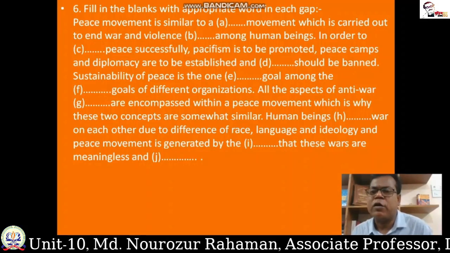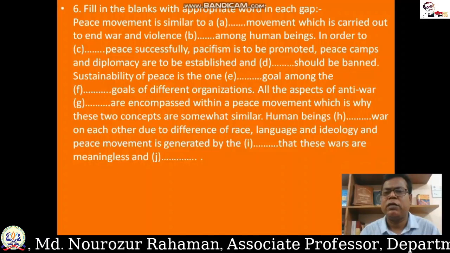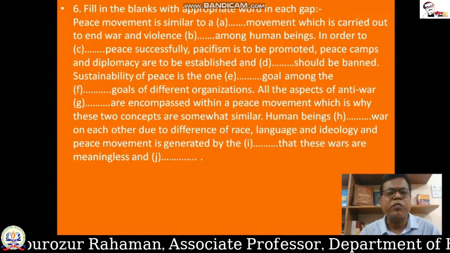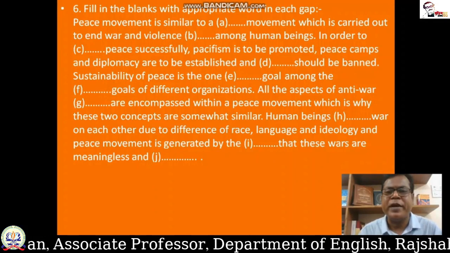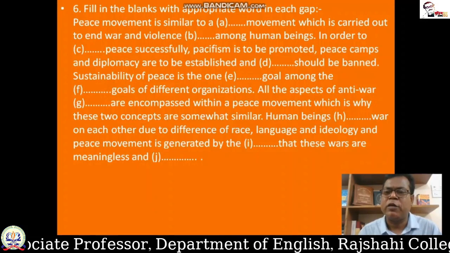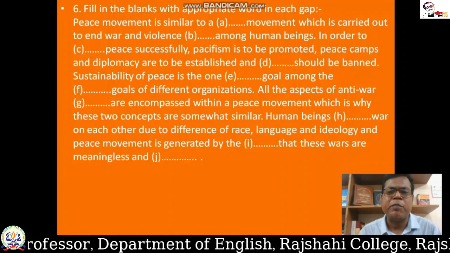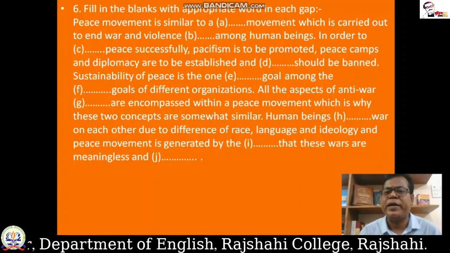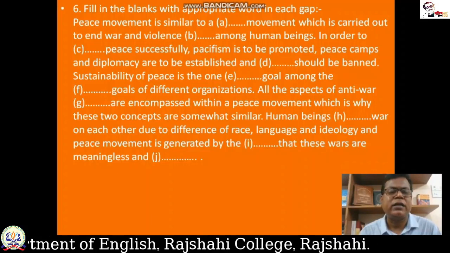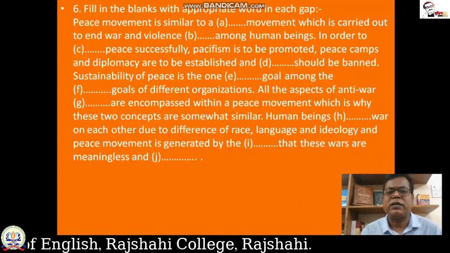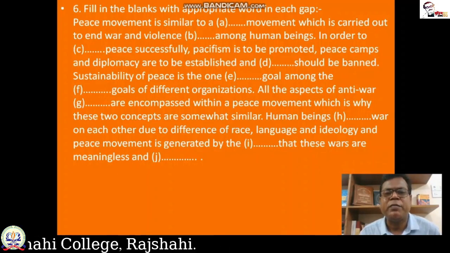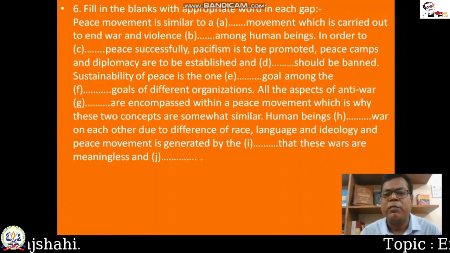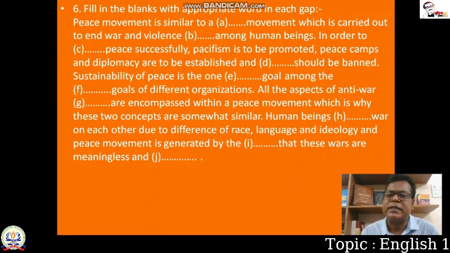All these aspects of anti-war dash. All these aspects of anti-war what? Anti-war movement. So for blank G we can use movement. All the aspects of anti-war movement are encompassed within a peace movement, which is why these two concepts are somewhat similar. The concepts of both anti-war movement and peace movement are similar. Both of them want to sustain peace.